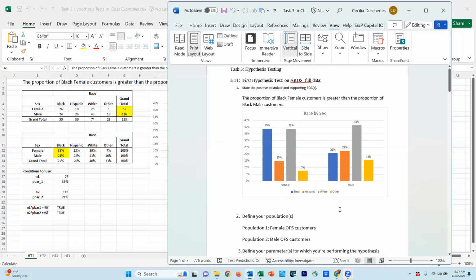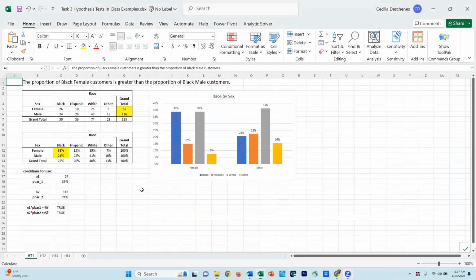I did a pivot table and then I made this side-by-side bar chart off the pivot table. And so we can look at it over here in Excel. So the first pivot table was sex on the rows, race on the columns. And I just did a count of the number of records that satisfied both of those.